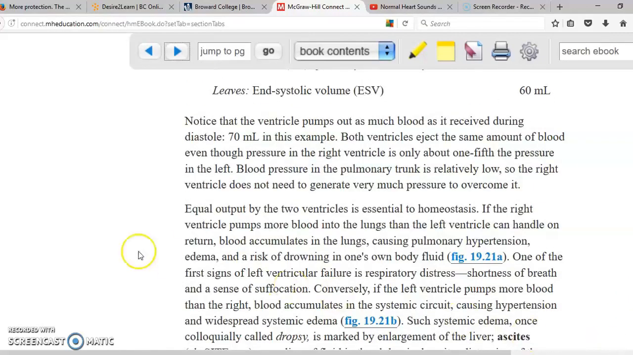Very important that you need to understand is what it says in here. Equal output by the two ventricles is essential to homeostasis. So the amount of blood that you pump in your right ventricle is the same amount of blood that you pump in your left ventricle. So right ventricle and left ventricle are going to pump the same amount, because otherwise blood is going to accumulate either in your lungs or in your body. And obviously that's going to cause a problem.